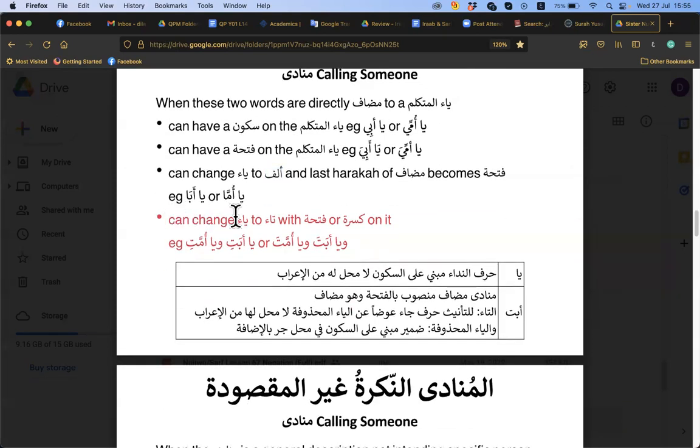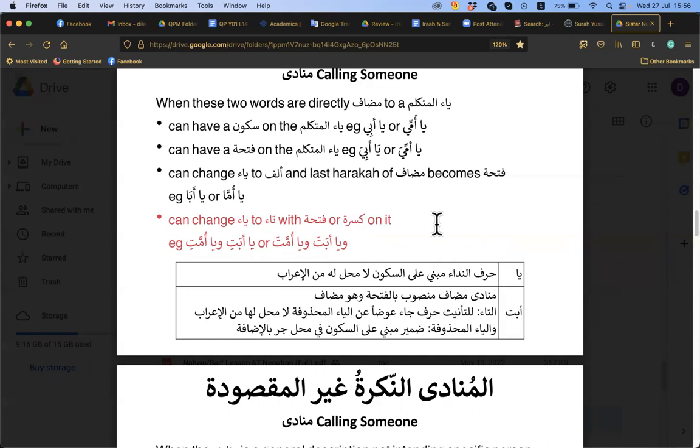The ya can change to a ta with a fatha or a kasra on it. So both can be ya abati, ya ummati, ya ummata, ya abata. Here we have ya abati.